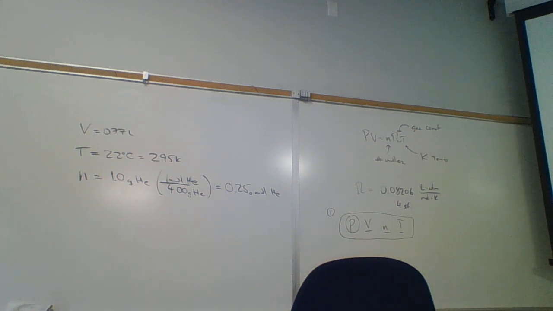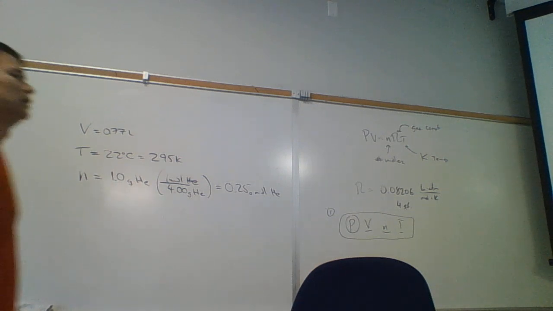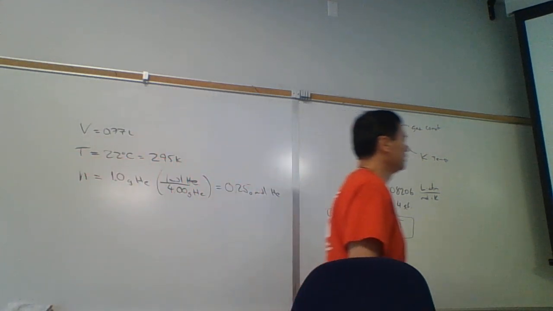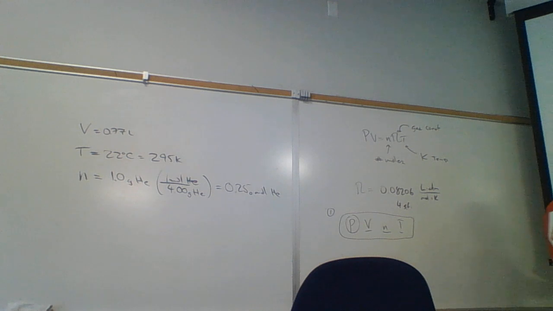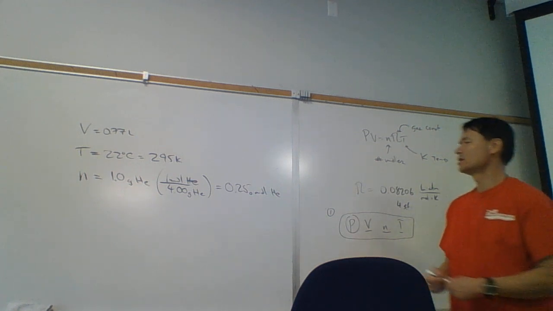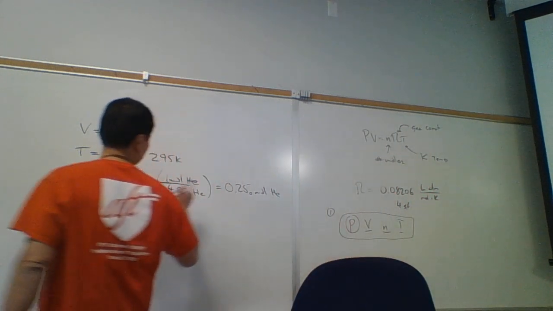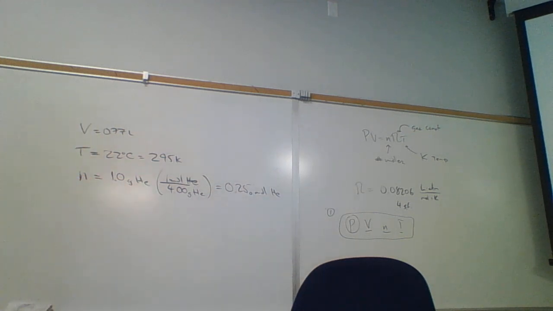What are they doing here? Your book loves to come up with lots of variations of the equation. I don't. I like to just keep one equation and then just get everything in the right units. If I get everything in the right units, it works out. So the pressure is equal to, P equals nRT, so it's nRT over V.